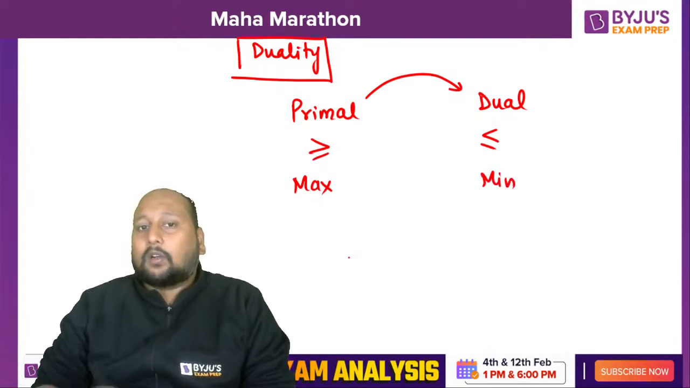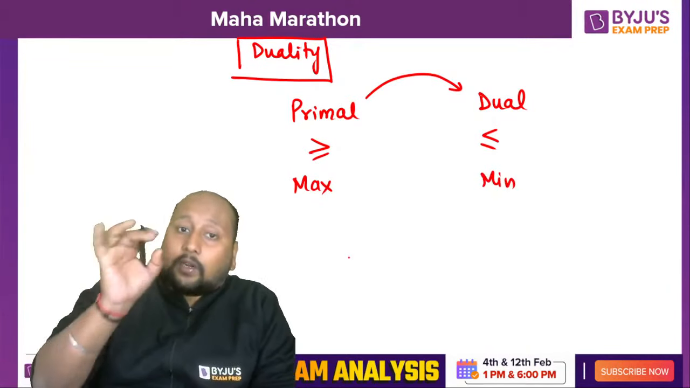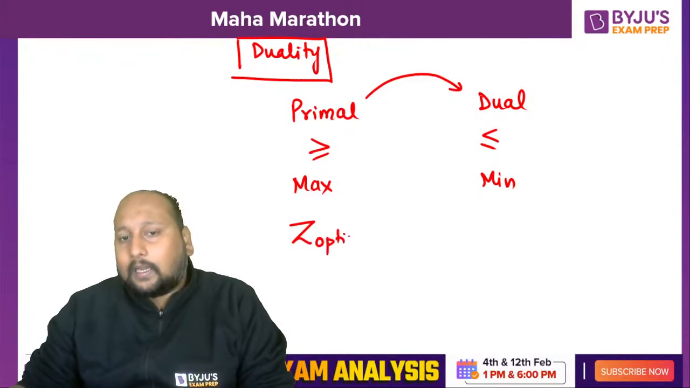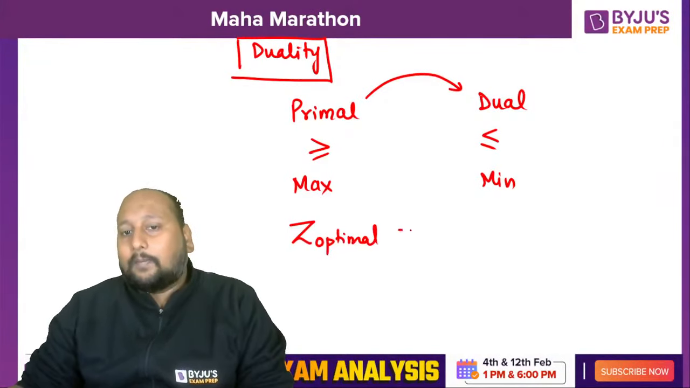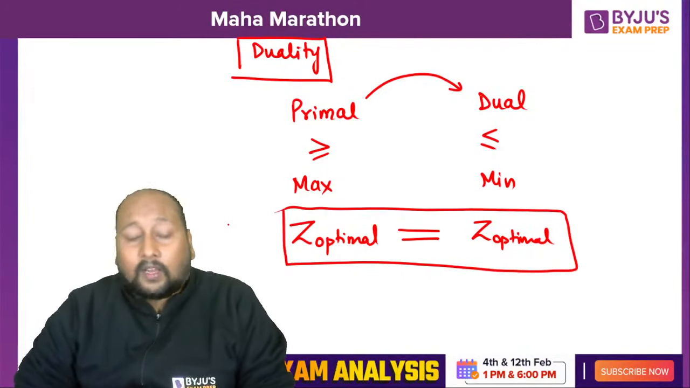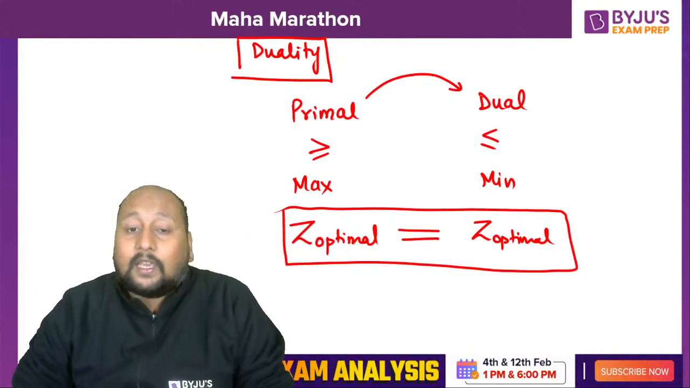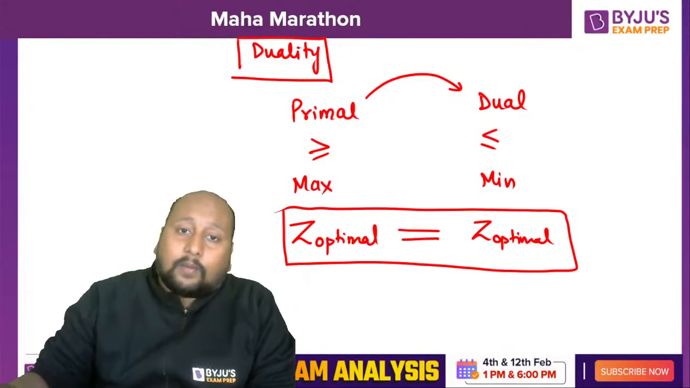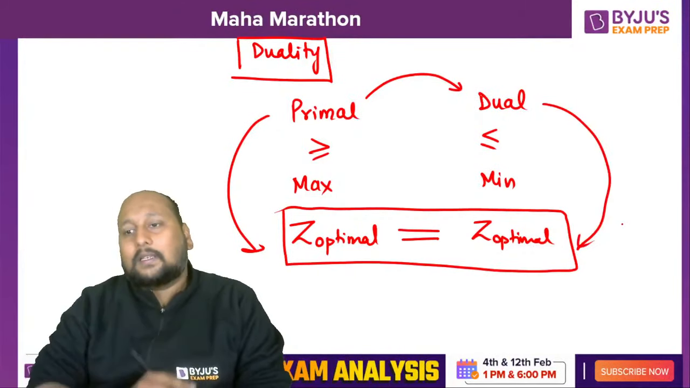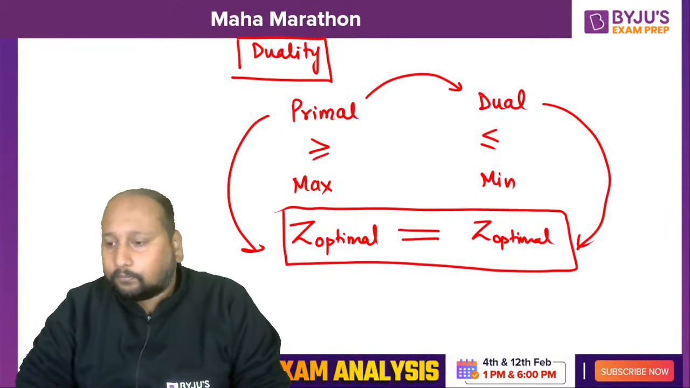And what's the best part of duality? Why are we calculating this duality? The optimum value that we get in the primal will be exactly equal to the optimal value that we get in the dual. Very important. That is the basic importance of using duality, and that is the reason we calculate it.